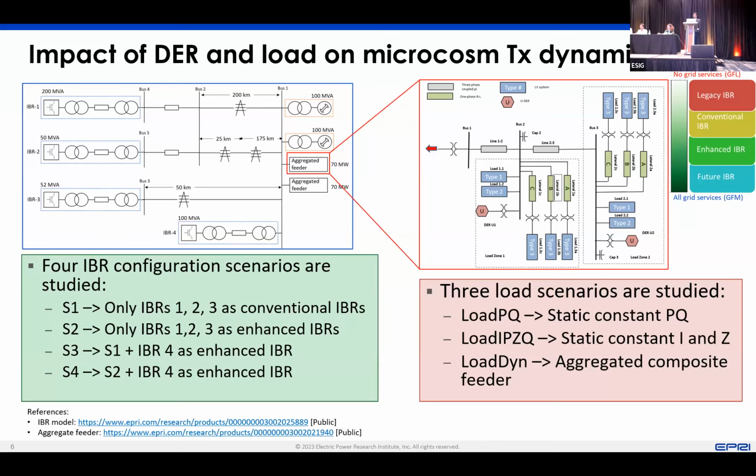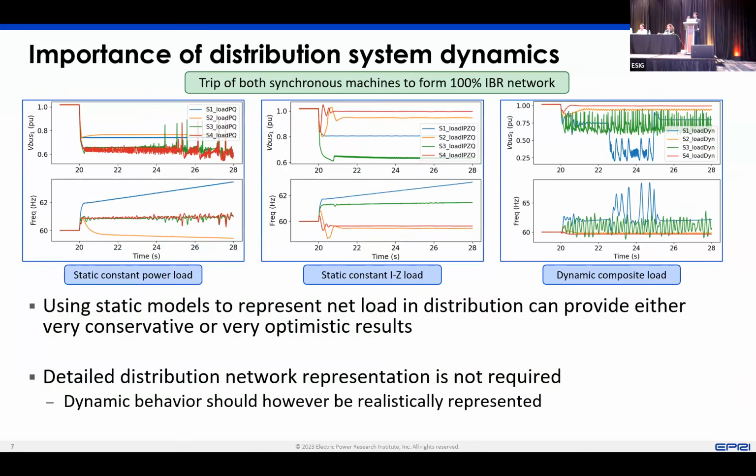And what we'll see is that depending upon how you represent your distribution system, depending upon how you represent the characteristics on the distribution system, when you make your assessment on the transmission system, you can have a bunch of different response. If you have all your load represented as static constant power load, which your net load is represented, so the transmission system is not seeing the impacts of the distribution connected resources, then you can have a very conservative result. If you have that represented as static constant current and constant impedance load, then you can have a very optimistic result from the transmission side.